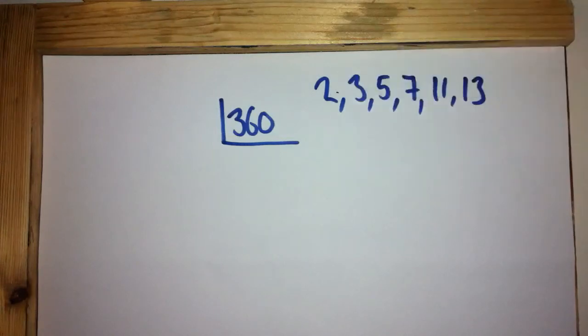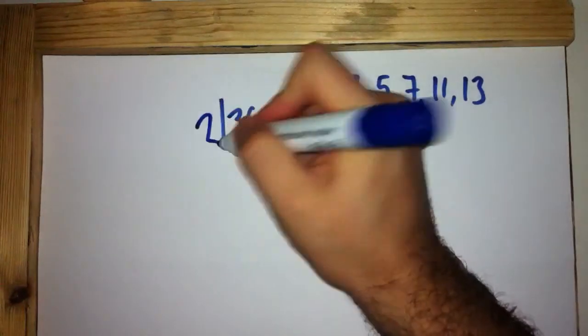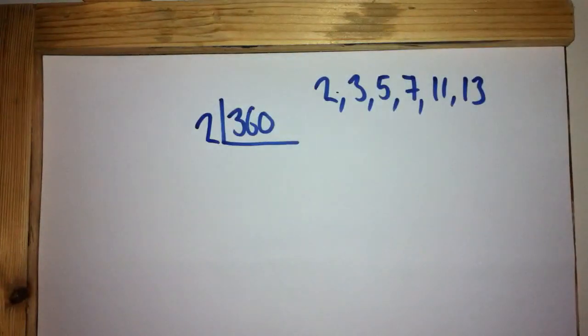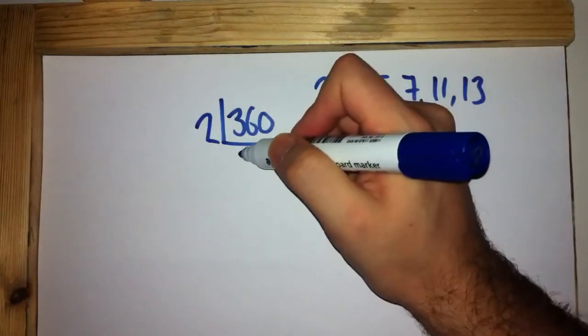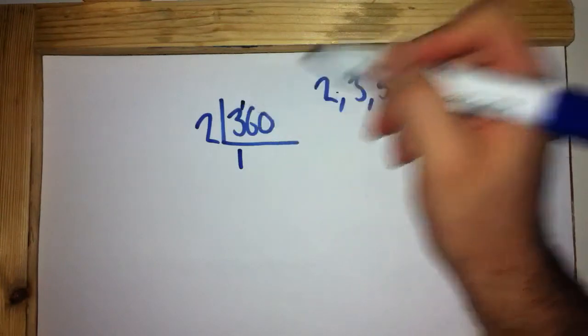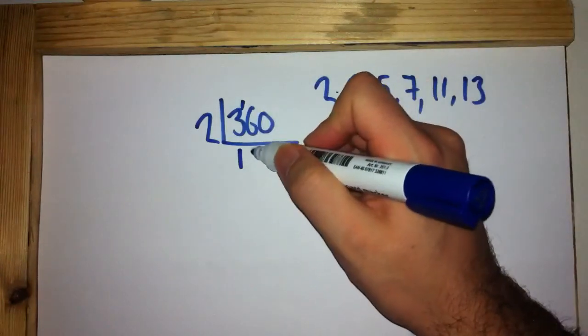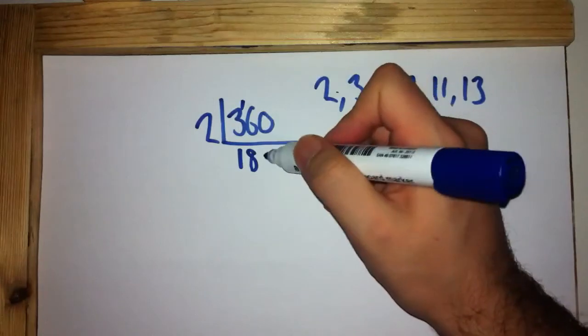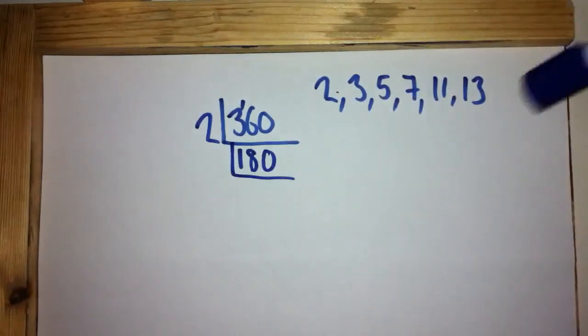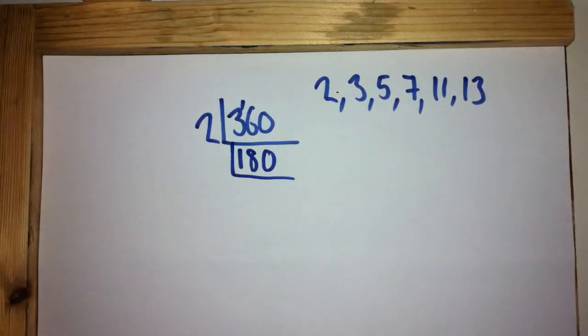My first prime is 2, so let's be systematic. And you should be already doing this. You put a 2 here, and you divide. 2's into 3 go once, remainder 1. 2's into 16 go 8, remainder 0. And 2's into 0 goes 0. And this is just standard division.